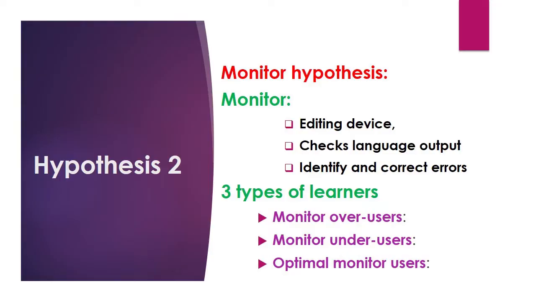The second hypothesis is the monitor hypothesis. It postulates that language learners are equipped with a device that enables them to edit their language before they speak or write. The monitor is in fact an editor, a controller, and a corrector that checks the appropriateness of language before it is produced. Learners use it differently. In fact, Krashen identifies 3 kinds of learners: monitor over users, monitor under users, and optimal monitor users.